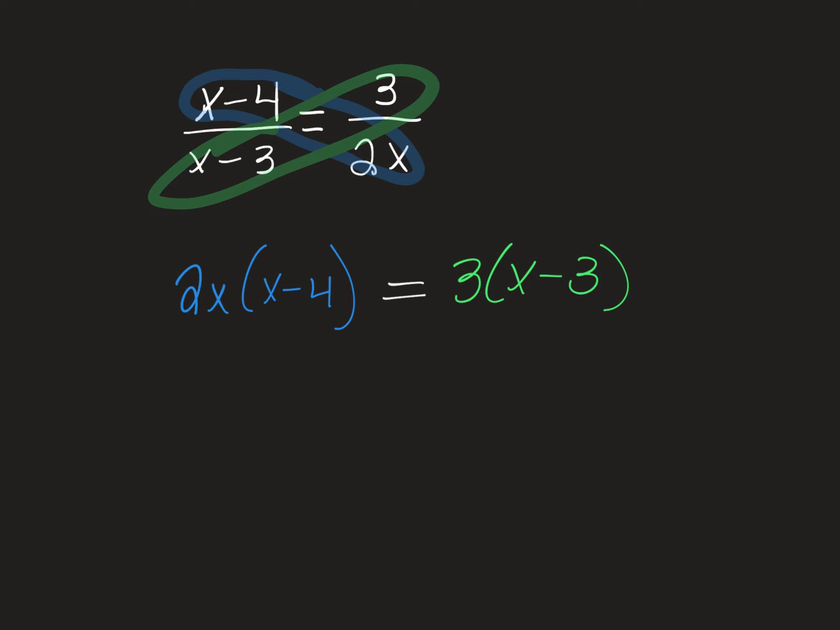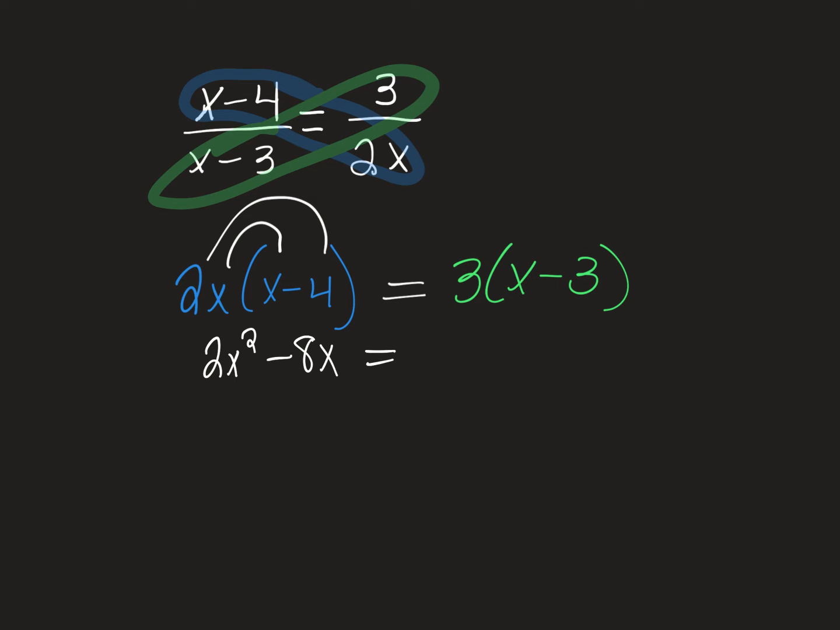So butterfly method, or cross multiply. You get 2x times x minus 4 and 3 times x minus 3. So now we distribute. 2x times x is 2x squared. 2x times negative 4 is minus 8x.